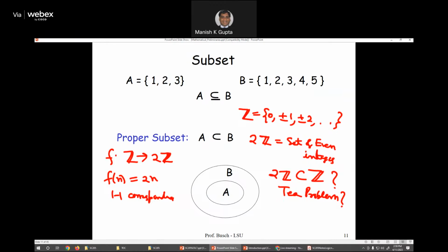It's very, very important, by the way. So you can count. Basically, there is a 1-to-1 and onto function from Z to 2Z. F of n is equal to 2n. So that means if you give me one integer, I will give you one even integer. For every integer, I will give you one even integer. 1-to-1 correspondence. So that means the number of elements are the same in both sets, right?